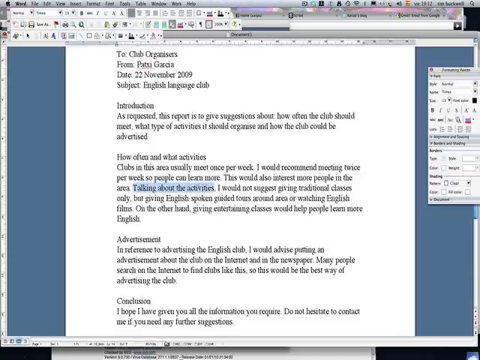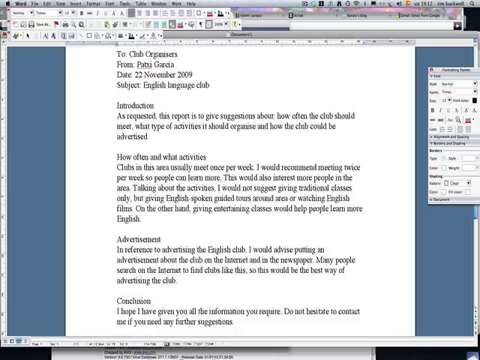Then, with reference to the activities, this is a linking expression talking about the activities, with reference to the activities, regarding the activities. This is a linking word which tells you that now I'm changing subject. Here I'm talking about how often I meet, now I'm talking about the activities.